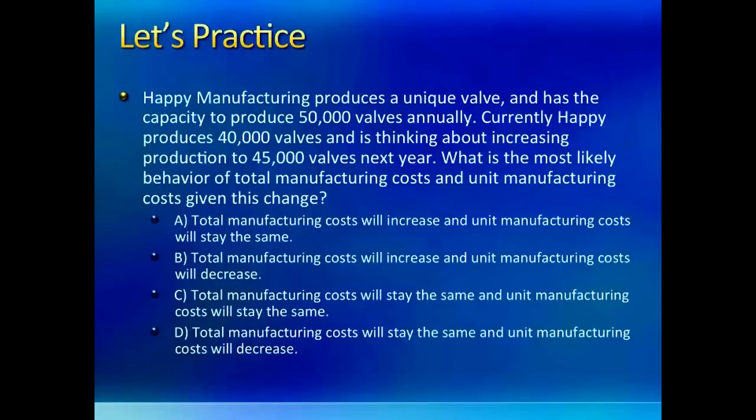Both B and D say that per unit cost will decrease, but B says that total manufacturing cost will go up and D says that it will stay the same. What makes more sense to you? If you make 5,000 units more, your total cost should go up, shouldn't it? So B is your right answer, meaning the total manufacturing cost will increase and unit manufacturing cost will decrease.